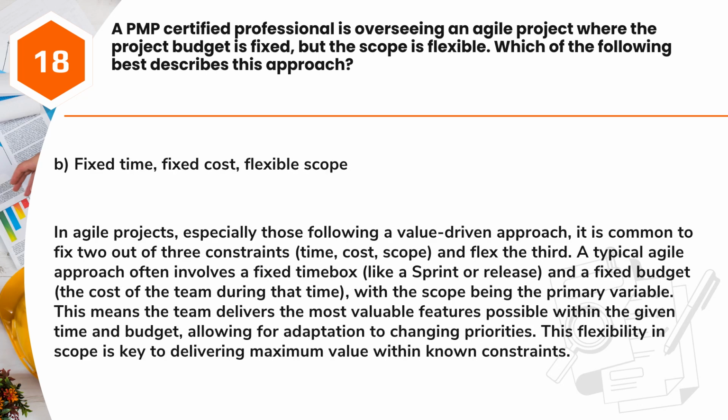Answer. B. Fixed time, fixed cost, flexible scope. In Agile projects, especially those following a value-driven approach, it is common to fix 2 out of 3 constraints: time, cost, scope, and flex the third. A typical Agile approach often involves a fixed time box, like a sprint or release, and a fixed budget, the cost of the team during that time, with the scope being the primary variable.